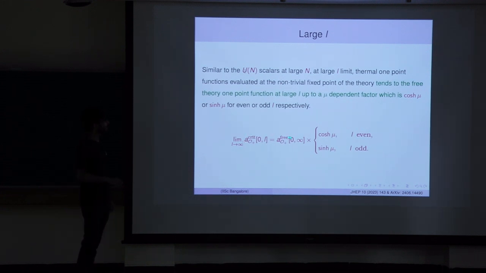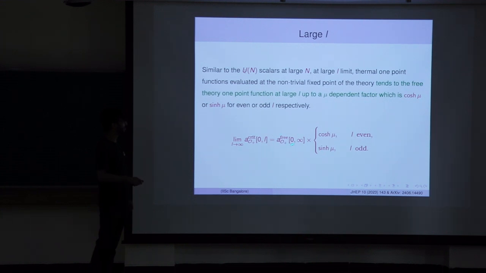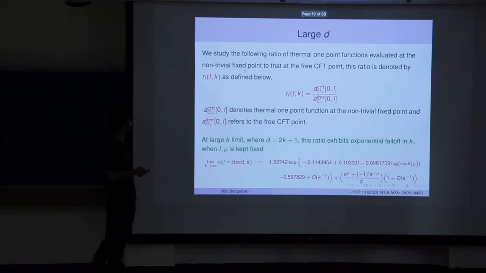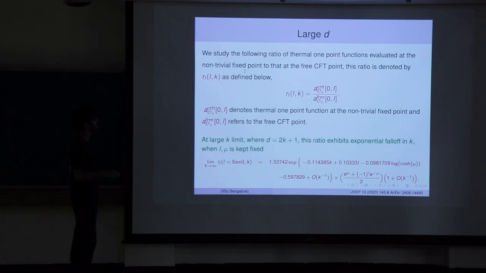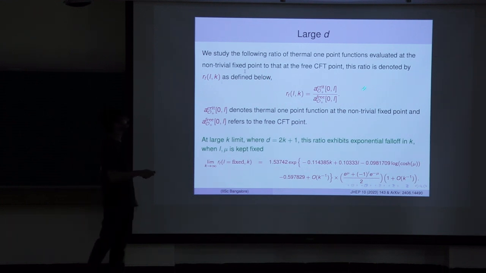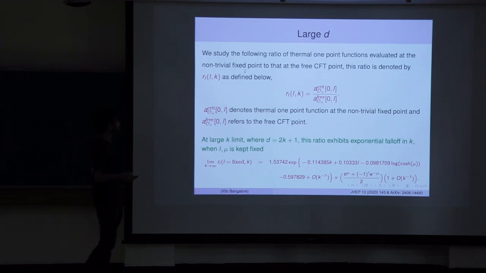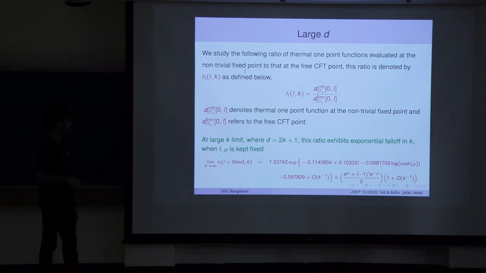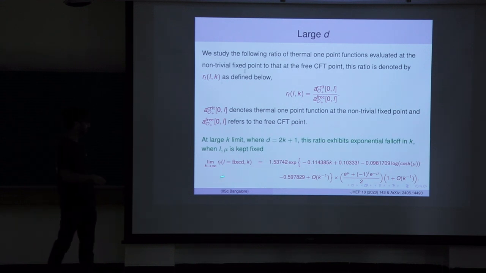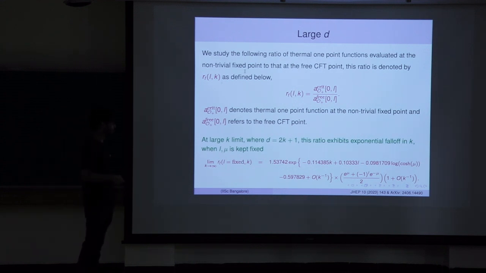Then again we have a similar observation: the thermal one-point function at the critical point, or the non-trivial fixed point, at large L becomes equal to the large L asymptotic answer for the free theory times this factorized chemical potential dependence. And for large D you have the same observation: the ratio of the critical thermal one-point function divided by the free theory thermal one-point function has this exponential suppression. Just by looking at the formulas I have shown, you have exactly the same formula for the RF for both bosons and fermions.